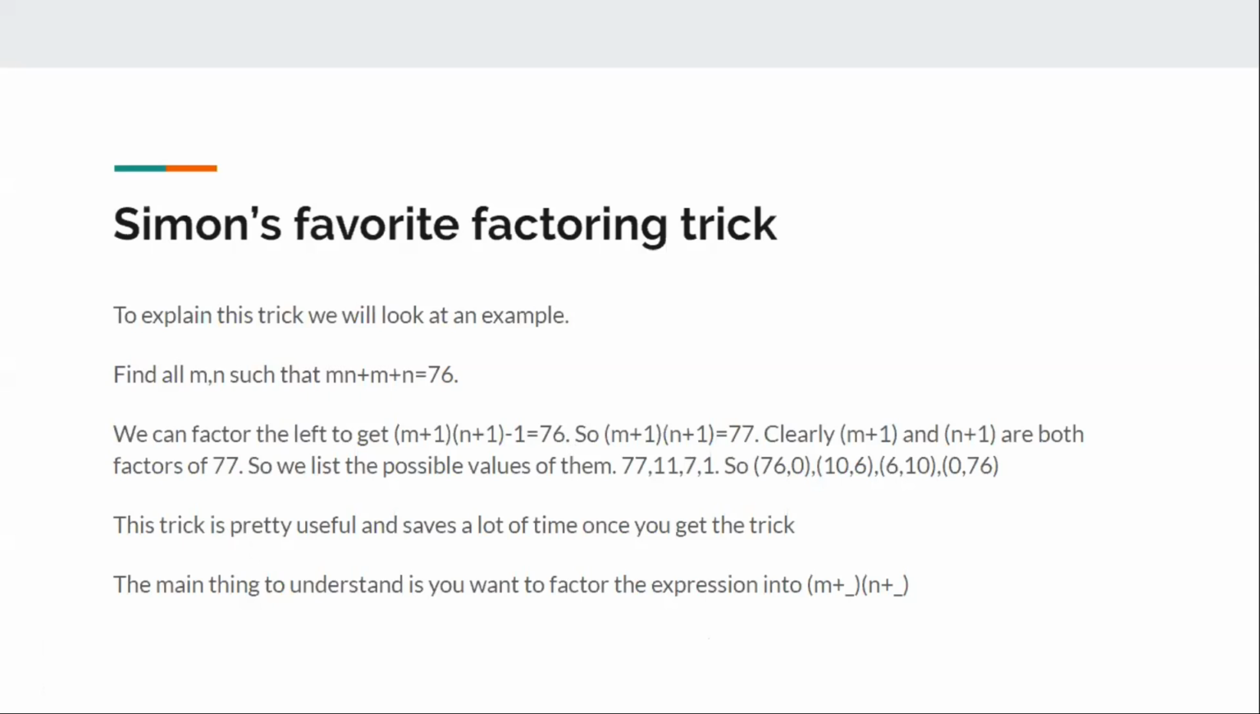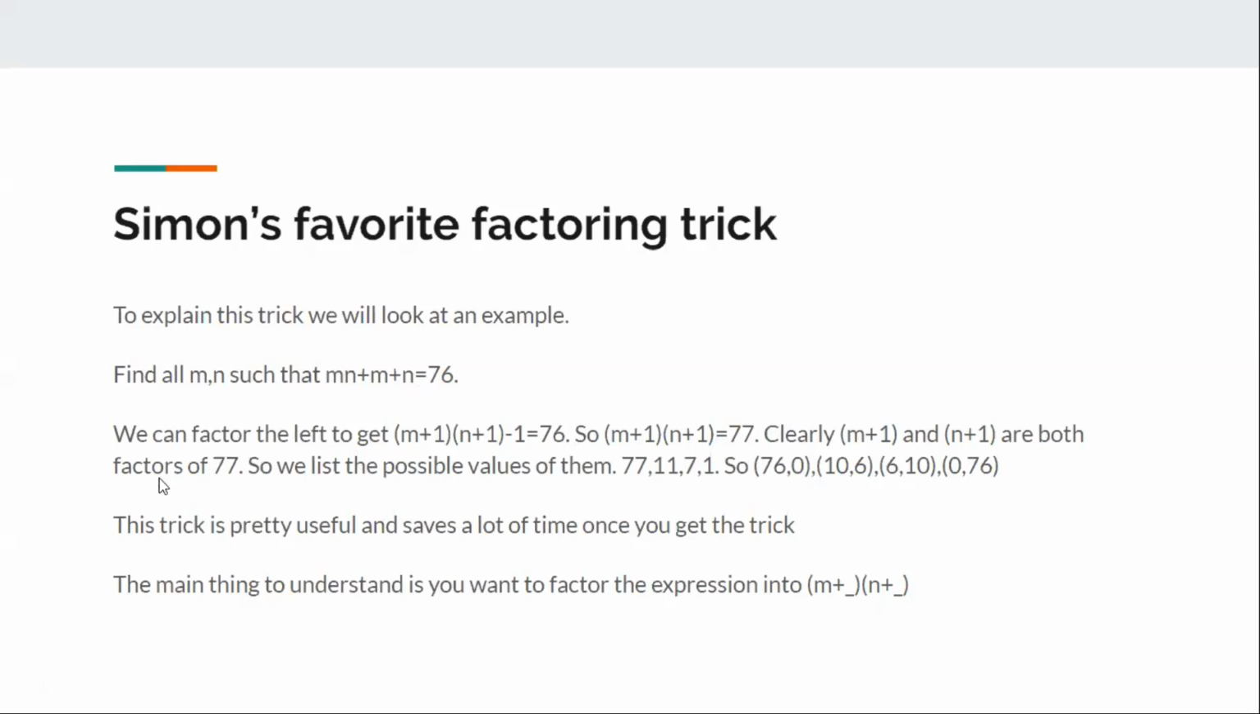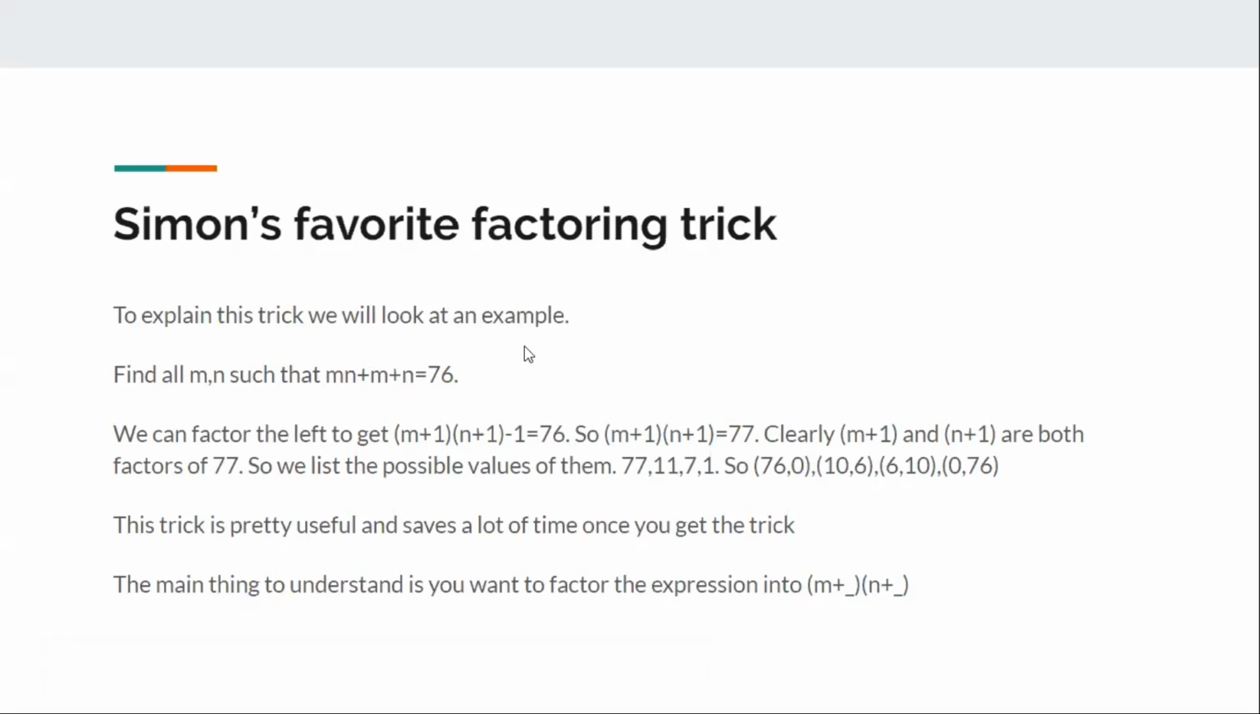So you don't just apply it if you see some random numbers like this. It's not always helpful. Sometimes it ends up wasting a lot of time. And the main thing to understand is that if you want to factor these type of expressions, you want to factor it into the form m plus something times n plus something.